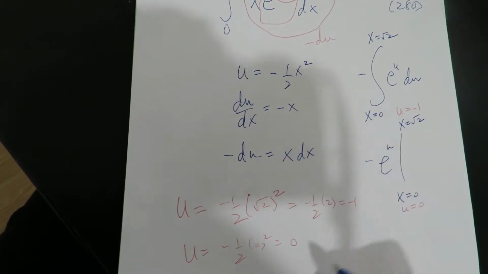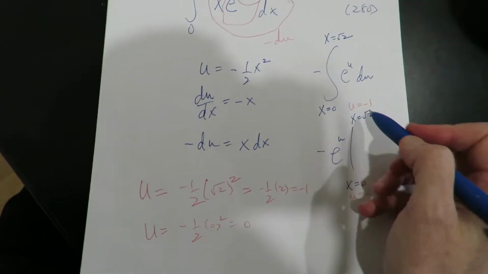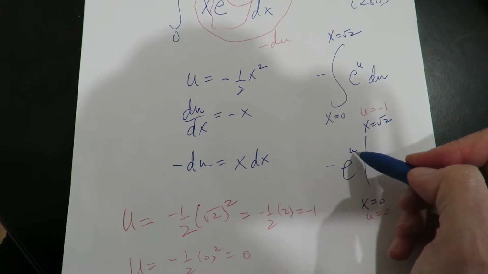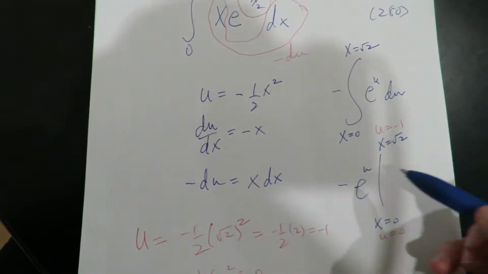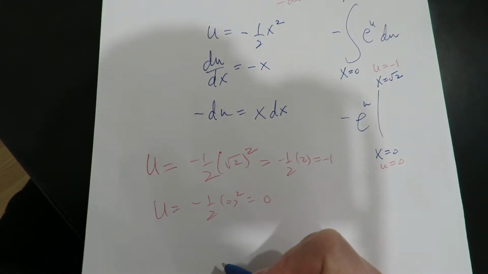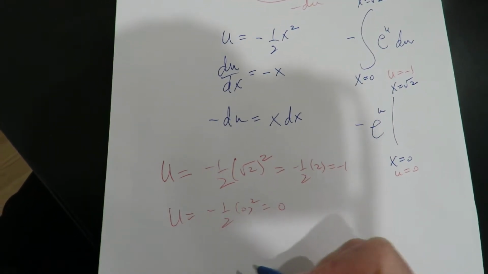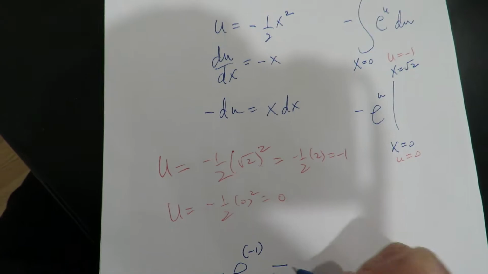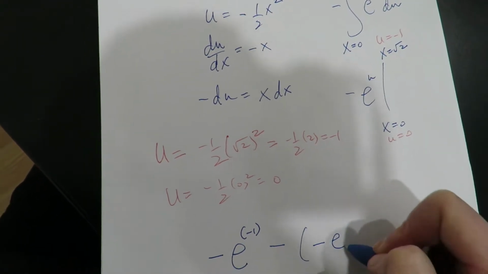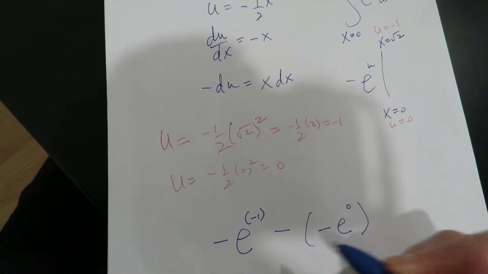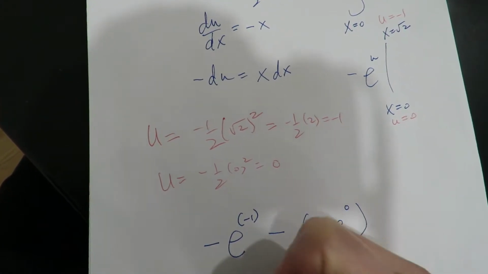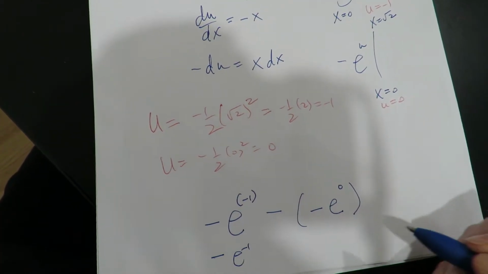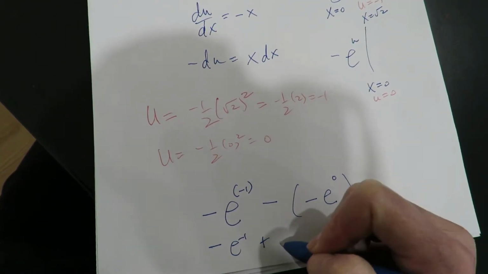All right, so now I'm going to plug in them as u's. If you don't like what I'm doing, then you have to plug back in this whole thing for x and then plug in the x values. All right, so fundamental theorem of calculus. Negative e raised to the negative 1 minus a negative e raised to the 0. Okay, so this is going to be negative e to the negative 1 plus 1.